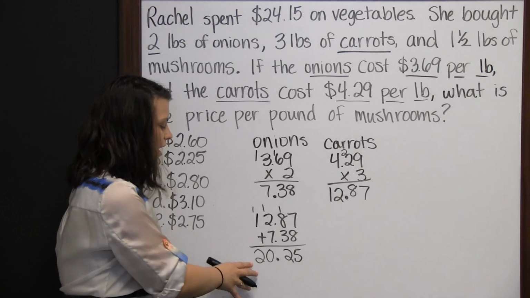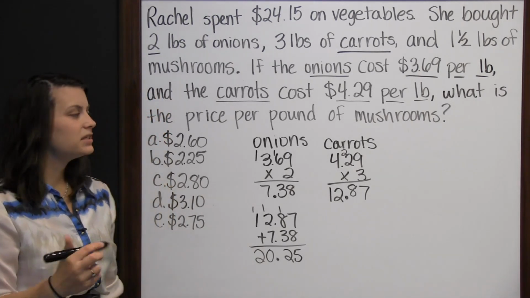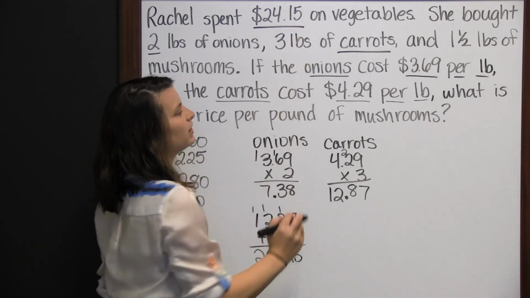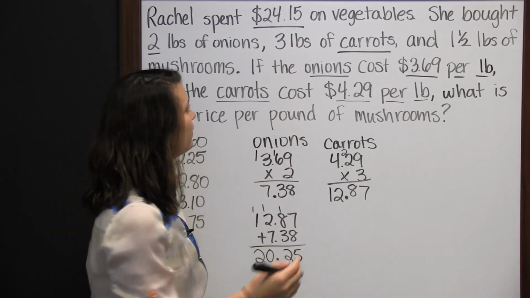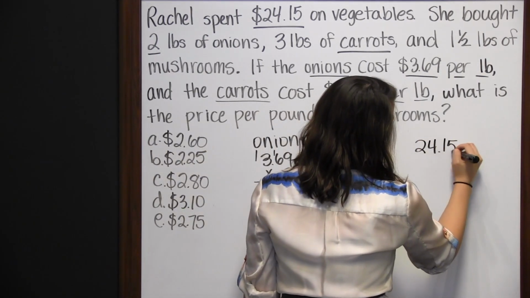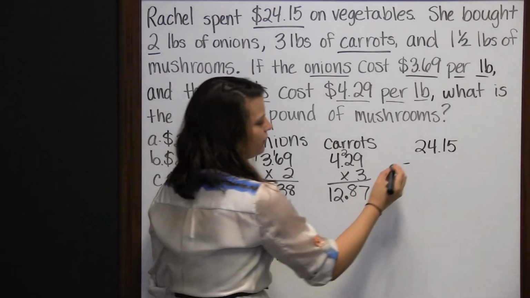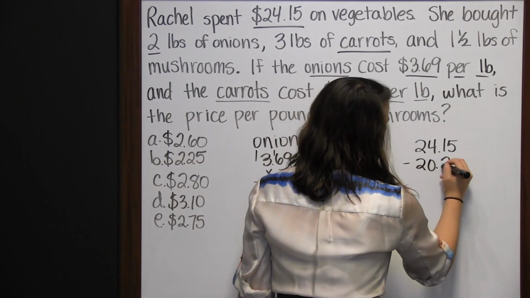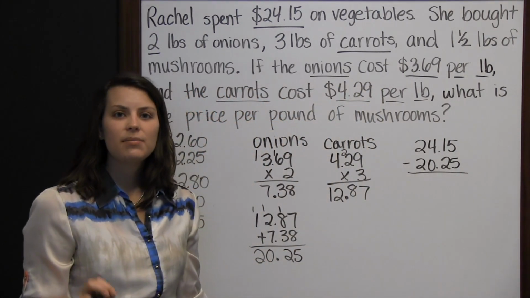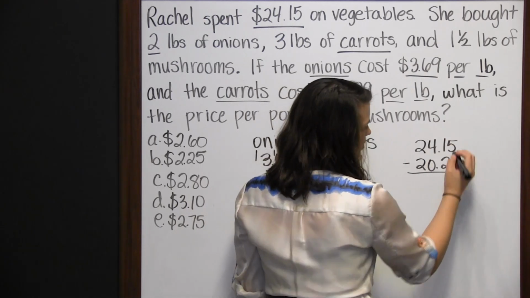Knowing that will help us find out what amount was left to be spent on the mushrooms. Since I know her total spent on all of the vegetables is $24.15, I can take that total and subtract $20.25, which was spent on onions and carrots, and what I'll have is the amount of money she spent on the mushrooms. So again, we line up our decimals.